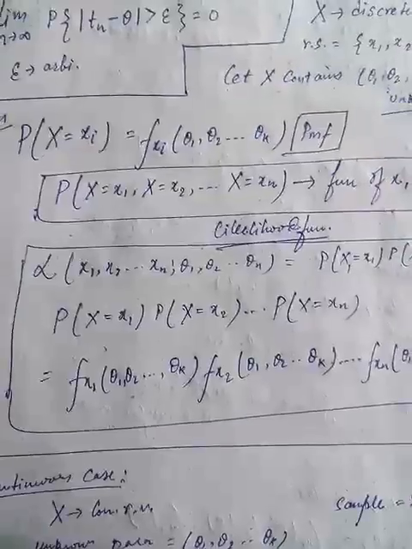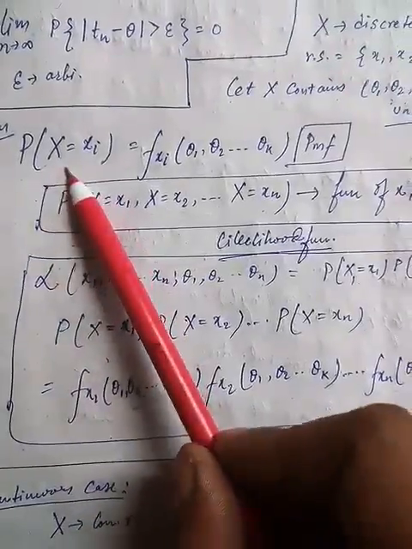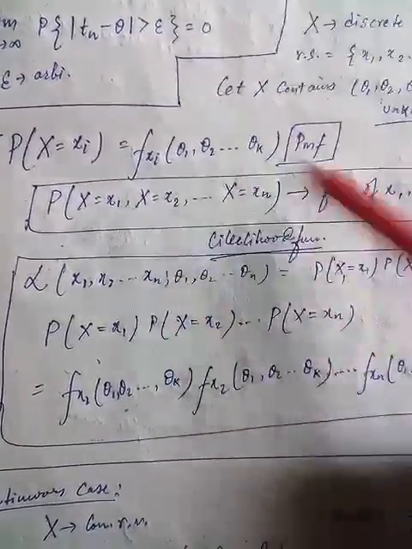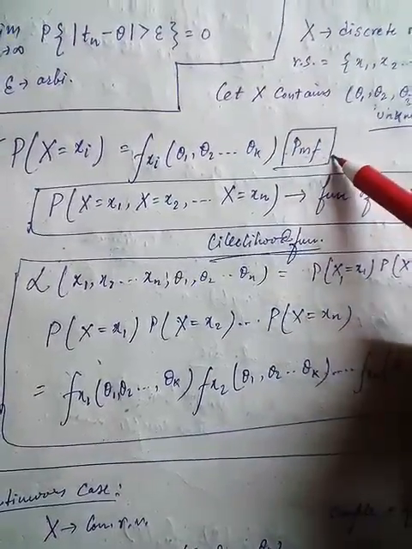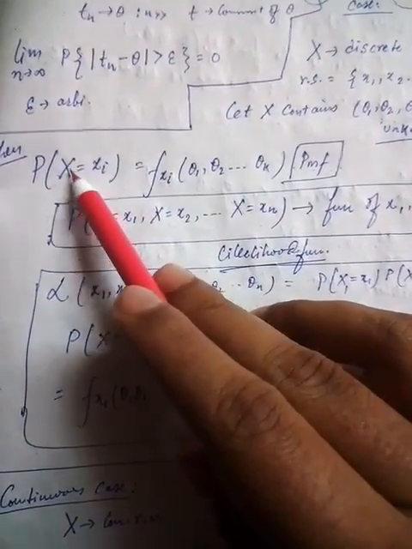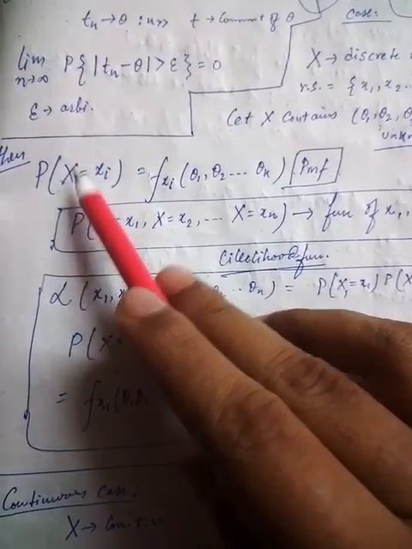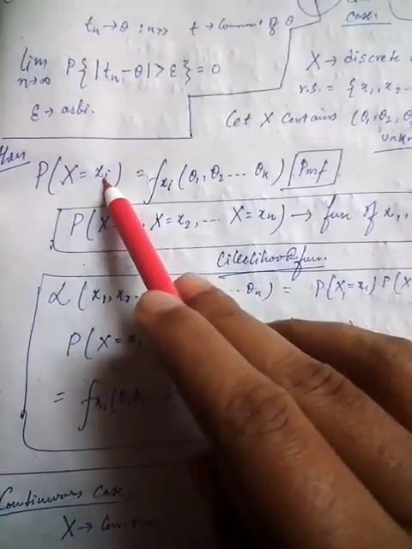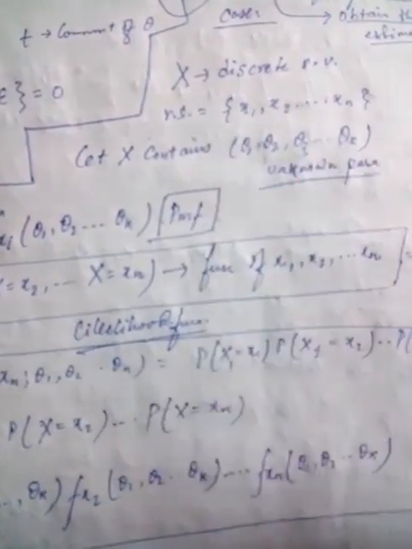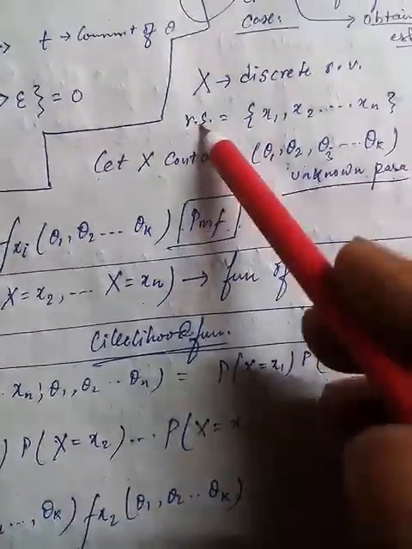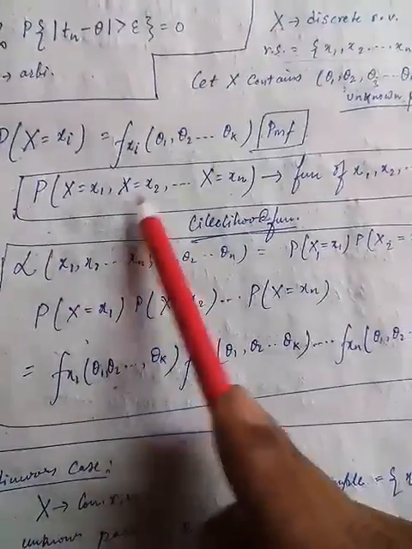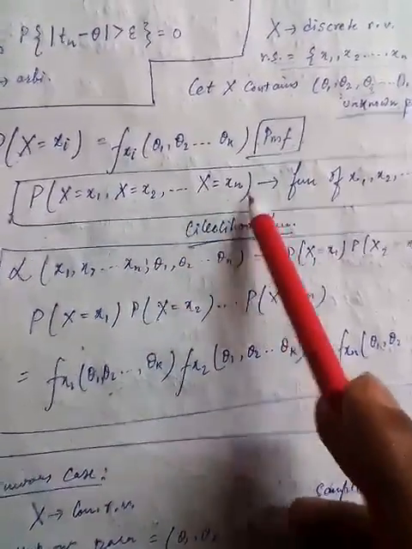So the probability P at X equal to xi will be f(xi; theta 1 up to theta k). That will be the PMF, the probability mass function, where X is the discrete random variable and xi is one of the members of the random sample. Here you can see it clearly: the probability of X1 equal to x1, X2 equal to x2, up to Xn equal to xn.